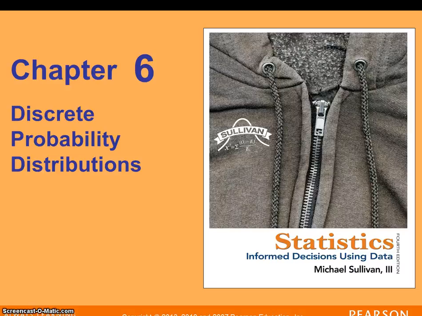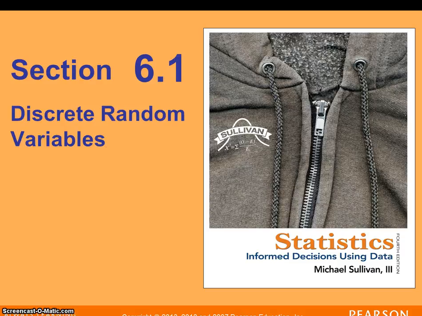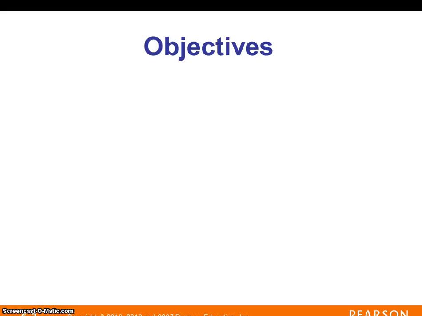Hi everybody. So the next chapter we're going to look at is chapter 6, and this will be about discrete probability distributions, where the probabilities come in sort of discrete pieces as opposed to continuous ones, which we'll talk about later. So the first section we're going to look at is section 6.1 on discrete random variables. So let's look at the objectives in this section.